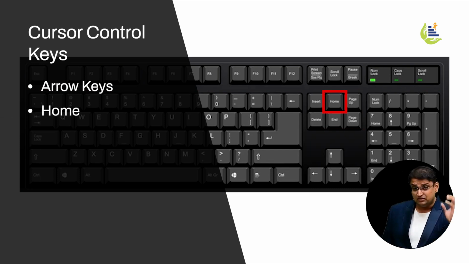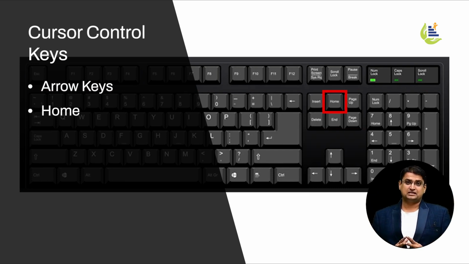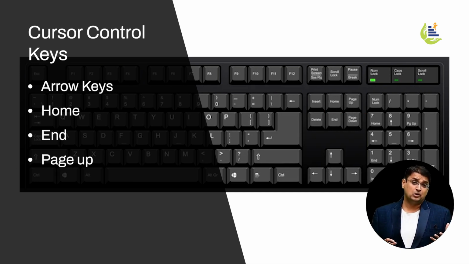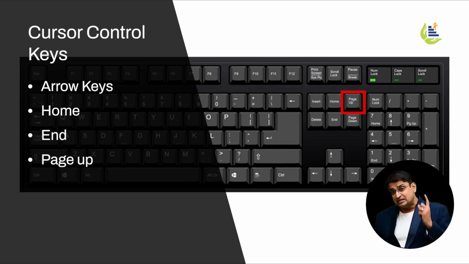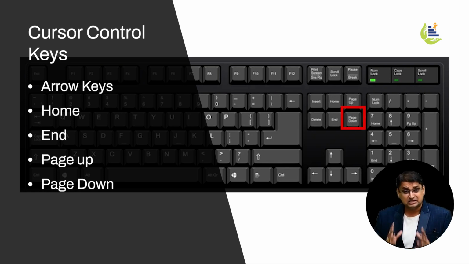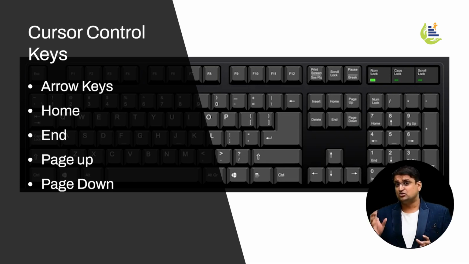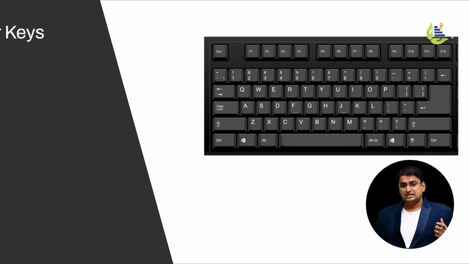These are Home. It is used to return the cursor to the beginning of the line or the beginning of a document. End. It moves the cursor to the end of the line. Page up. When it is pressed, the page view will be moved up one page and cursor goes to the back page. Page down. When it is pressed, the page view will be moved down one page and cursor goes to the next page.